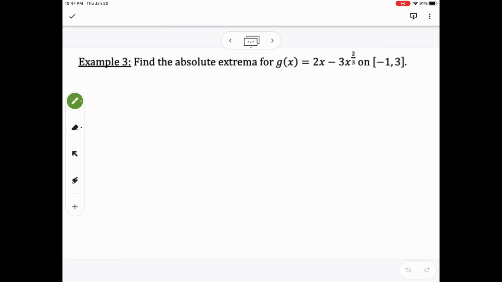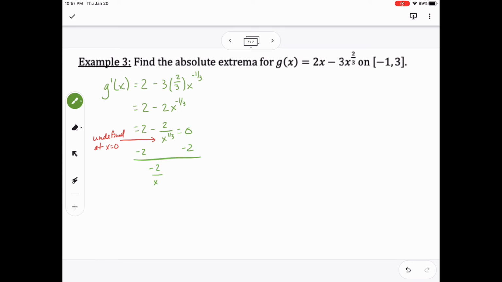Okay. Another example of this. First I want to take the derivative again. That gives me 2 minus 3 times 2/3 times x to the -1/3 power. That 3 and the 2/3 reduce, so I want to rewrite this so I can solve later. So I'm going to move that down. But notice that x to the 1/3, since it's a fraction, is undefined at 0. So that's like one of those discontinuity things. And so that is also a critical number that we have to keep in mind. So we'll keep that for later.